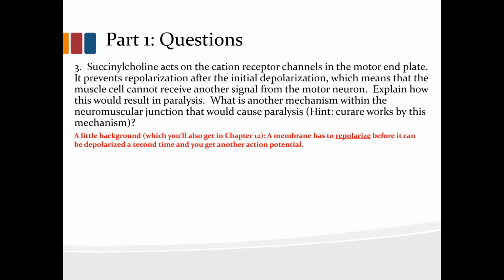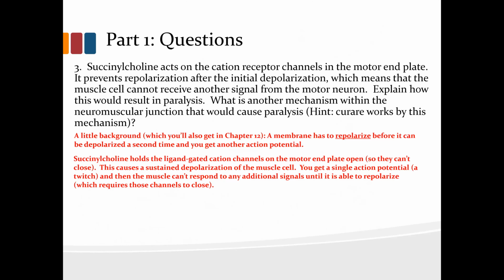So a little background, and again, this is going to be part of chapter 12. A membrane has to repolarize before it can be depolarized a second time and you get another action potential. So when we added all of those sodium ions to the inside of the cell, we raised the membrane potential, but we have to lower it again back to the negative 85 millivolts if we want to get a second action potential. So what succinylcholine does is it holds those ligand-gated cation channels open so they can't close, and this causes a sustained depolarization of the muscle cell, so sodium can continue to rush into the muscle cell.